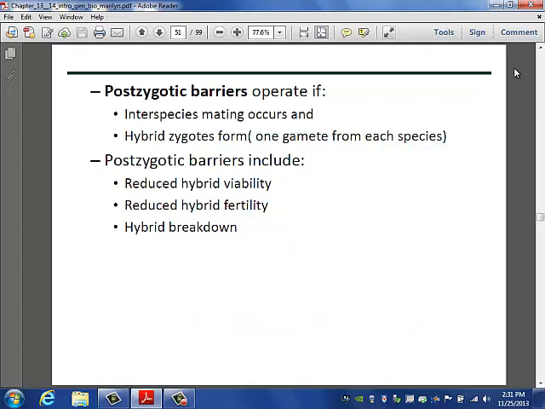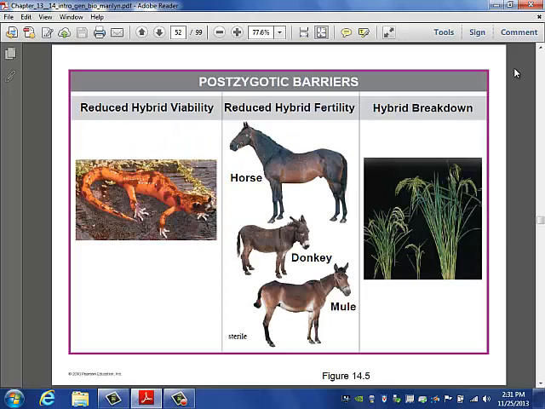So postzygotic barriers operate if interspecies mating occurs and hybrid zygotes form. Again, what do those zygotes have to be? Well, they have to be viable. They have to be able to grow, be viable in their environment, and live long enough to reproduce, exactly. So postzygotic barriers include reduced hybrid viability, reduced hybrid fertility, and hybrid breakdown.